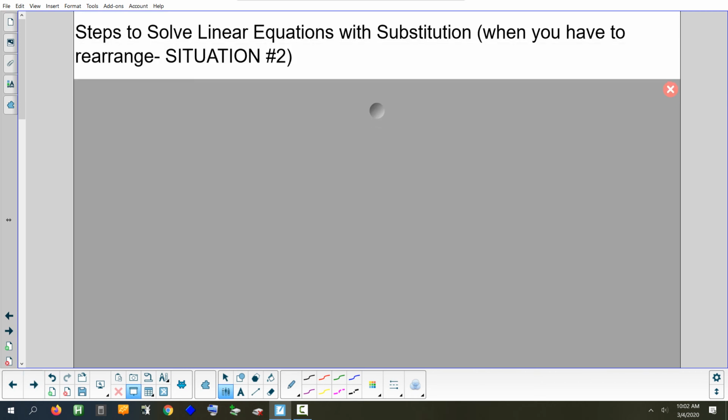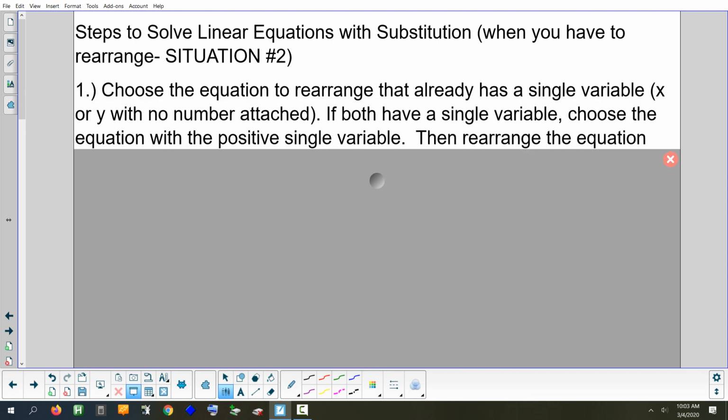Okay, so on your guided notes where it says steps to solve linear equations, we're going to write out the steps. Most of these steps are the same steps as yesterday. The only extra step is doing what I just showed you first. Other than that, everything is the same. So, step 1. Choose an equation to rearrange. Basically, you could shorten that up by saying, choose the equation to rearrange that looks easier. Whichever one you think looks easier.